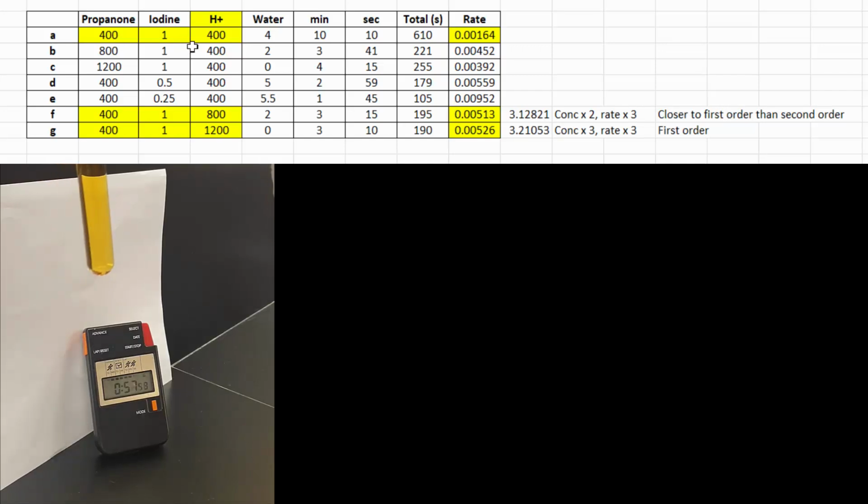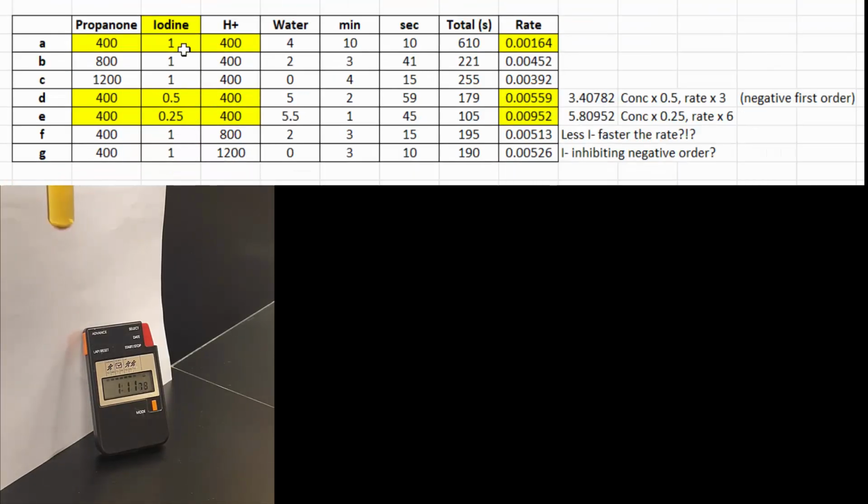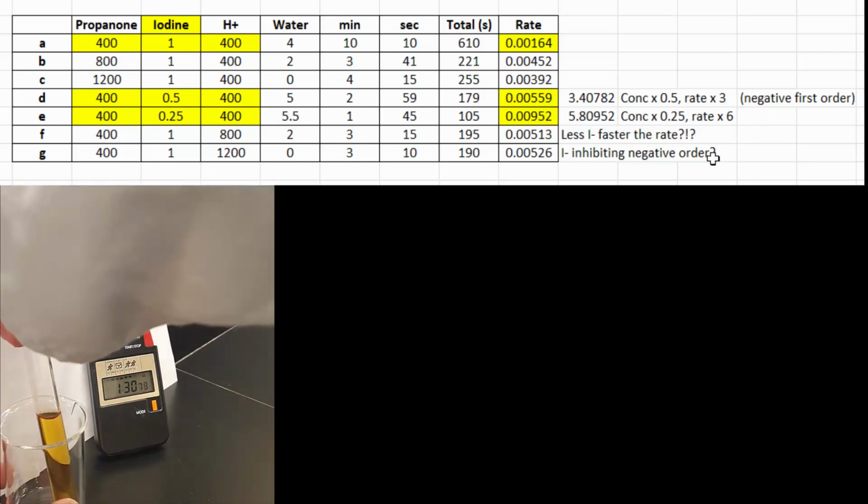If you take the hydrogen ion concentration and times it by 3, the rate is times by 3. So that one confirmed it is a first order. So obviously we could improve this a little bit by doing some repeats. For iodine, what we get is we keep the propanone the same, the H+ the same. So when we halve the iodine, what we're getting is the rate is ×3. And 4 times less iodine, the rate is ×6. So it looks like sort of a negative first order.